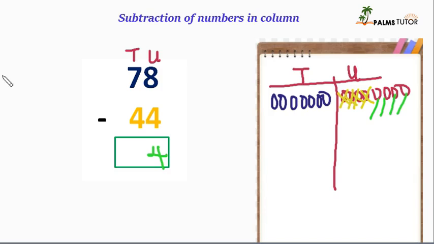How many will you take away? 4. 1, 2, 3, 4. How many do we have left? 1, 2, 3. 3. 78 minus 44 equals 34.